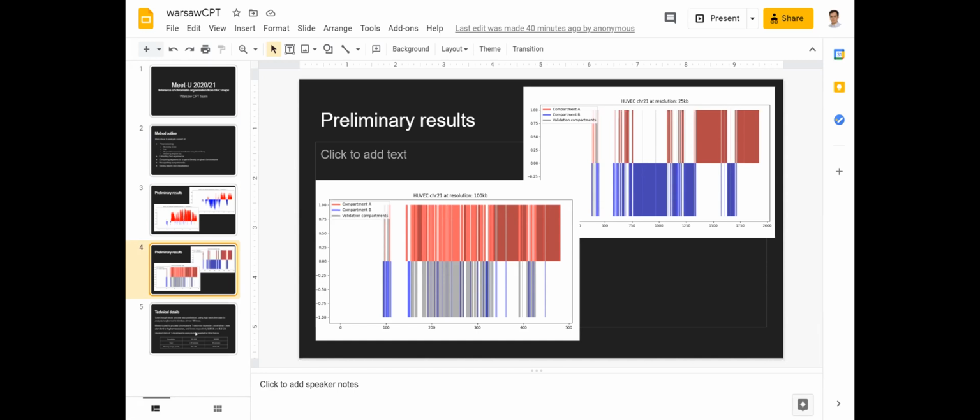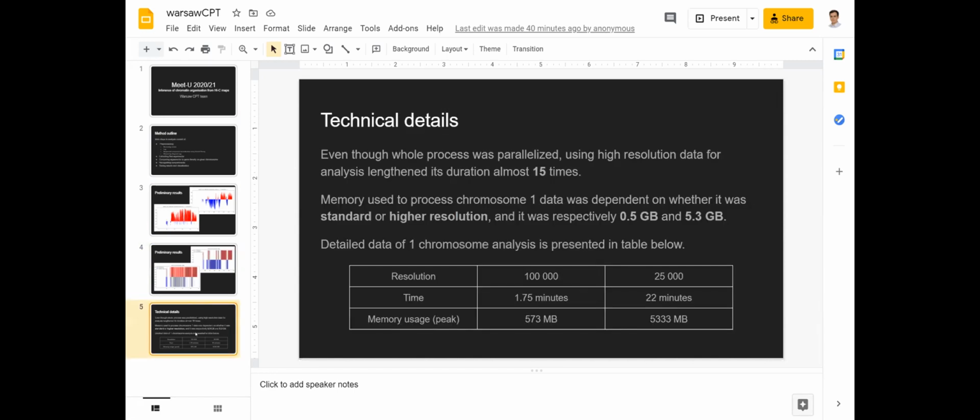Okay, those are the preliminary results and technical details. The analysis of the higher resolution takes a bit more time, 15 times more, and memory usage is also higher for the higher resolution, almost 10 times more. Okay, this is all, and thank you for your attention.